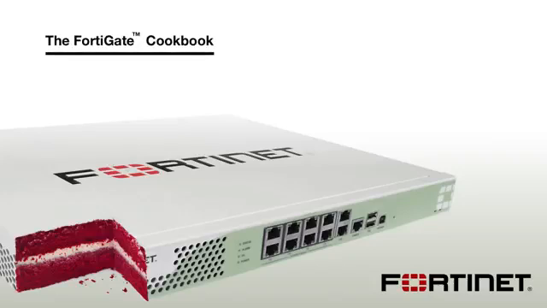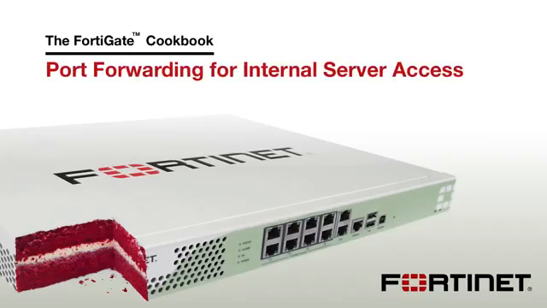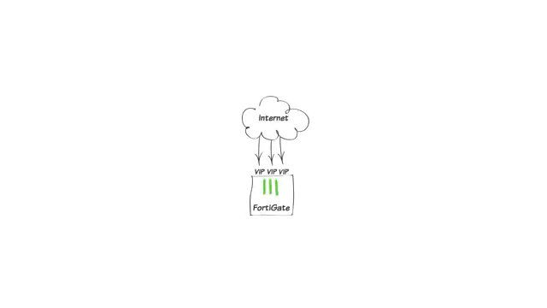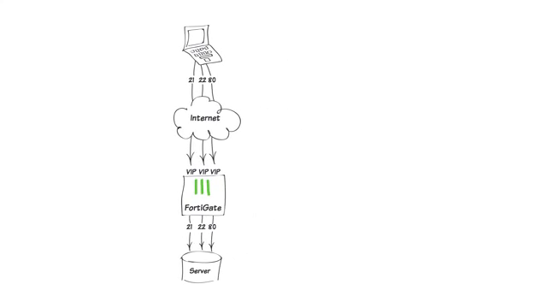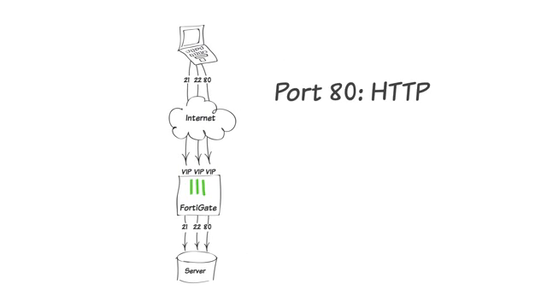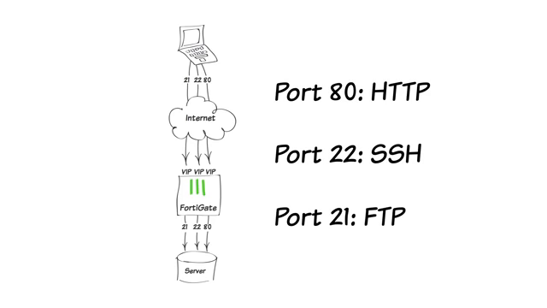In this video, you will learn how to use port forwarding to limit access to an internal server. By using virtual IPs to configure port forwarding on your FortiGate unit, you can allow remote connections with a server behind the FortiGate's firewall, but only through ports that you choose. This example uses TCP port 80 for HTTP traffic, port 22 for SSH traffic, and port 21 for FTP traffic.